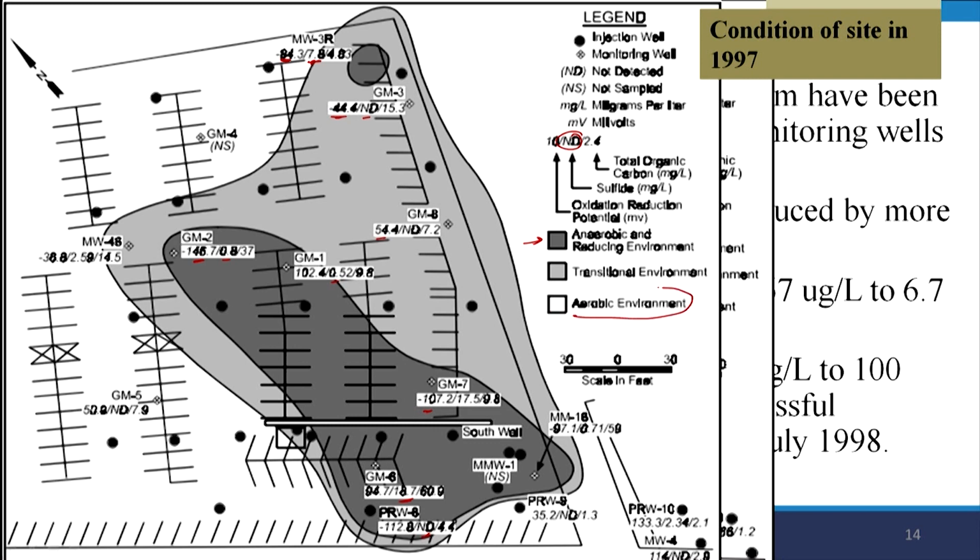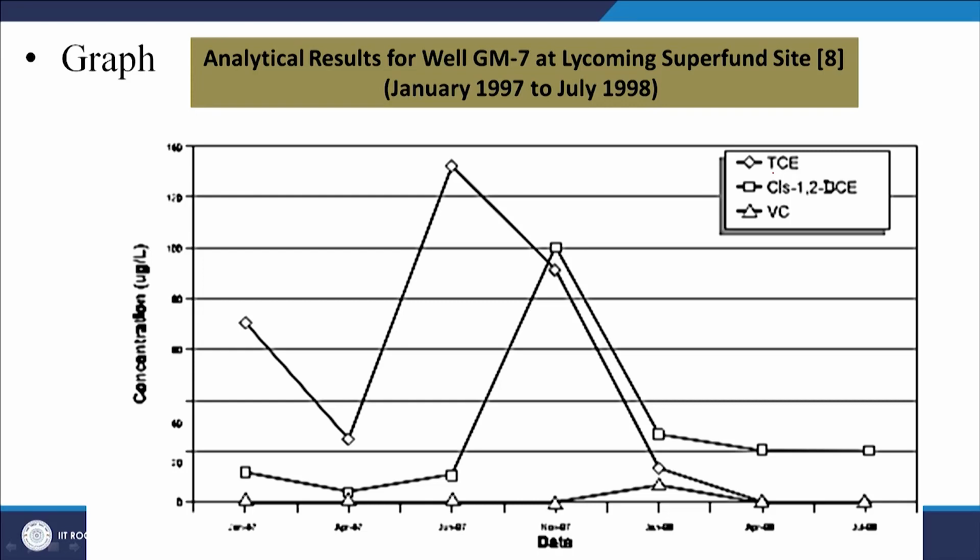Earlier it was mostly aerobic, and now you are adding molasses, which is an electron donor. The oxygen which was present earlier, which is an electron acceptor, was consumed. So, now you have anaerobic conditions. Oxygen was present earlier, you are adding an electron donor, and that is going to reduce your oxygen, which is consumed, and now you have more reducing conditions out here. So, let us look at some of the data here.